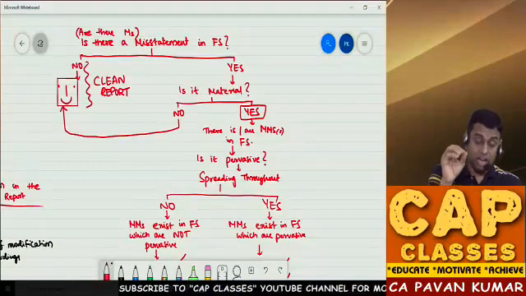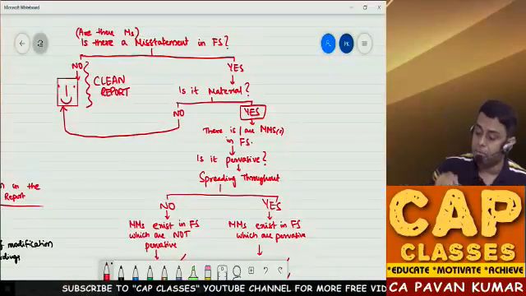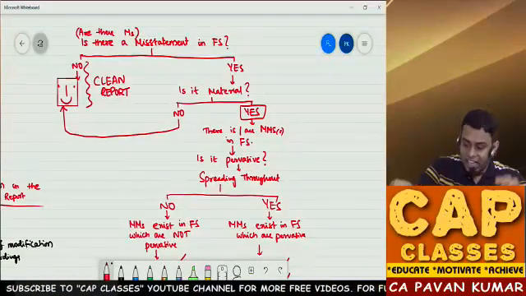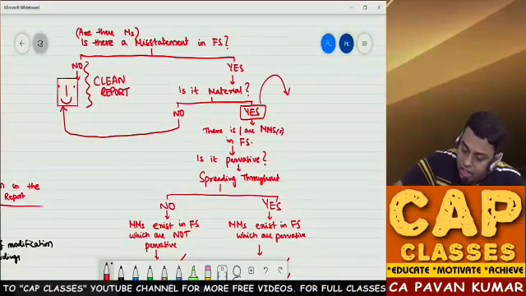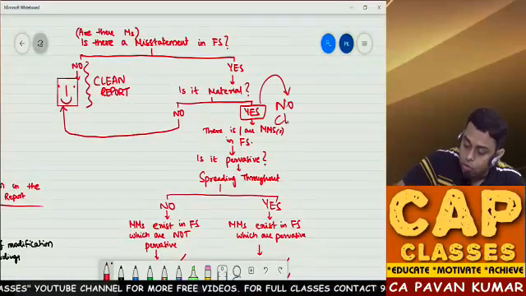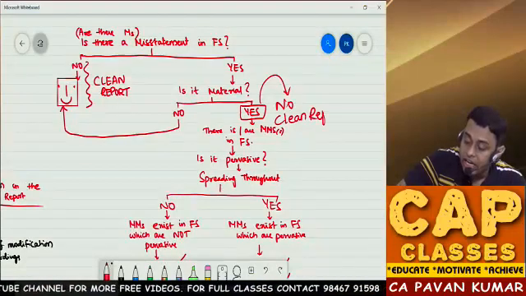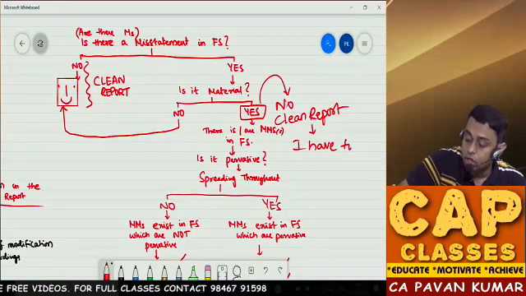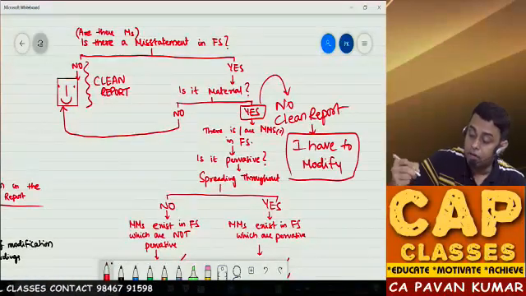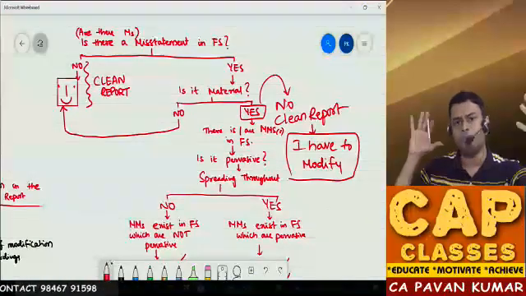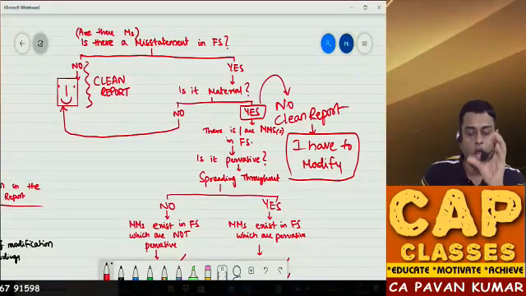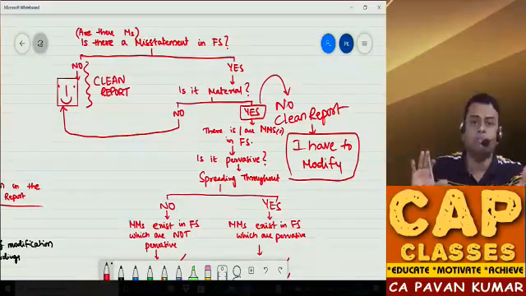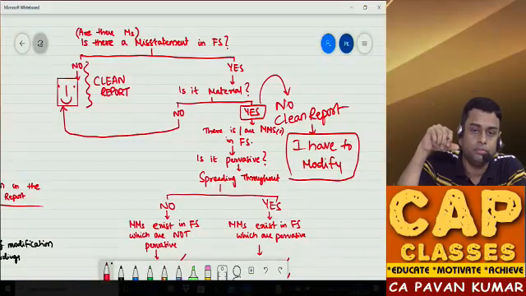But when there are misstatements which are material, the auditor decides at this level: no clean report. I have to modify. This I have decided here itself. But what modification? Big modification or small modification? Small modification is qualified report. Big one means slap, adverse report.